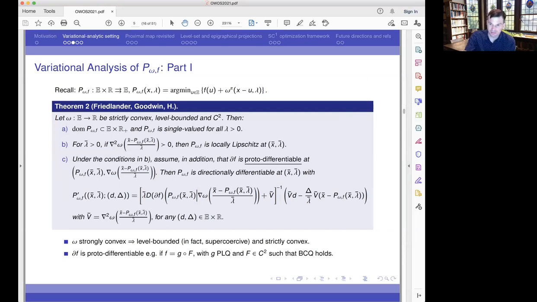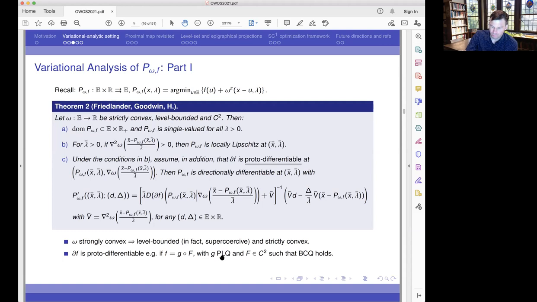But for us now, it's really not important what the exact definition of proto-differentiability or twice epi-differentiability is. But how can we see, in a given problem, that it's satisfied? Well, if F has this convex composite structure and G is piecewise linear quadratic, and F is C2 such that the basic constraint qualification holds, then that will give us proto-differentiability of the subdifferential operator.